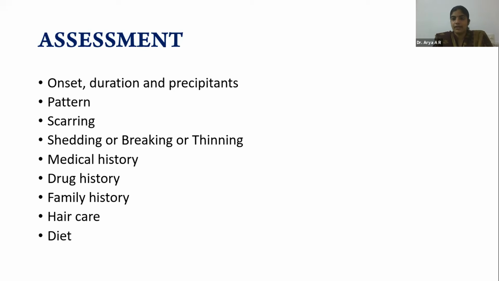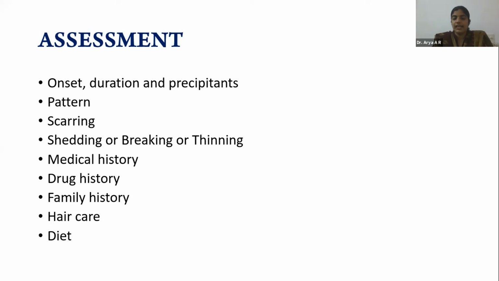The next one is pattern. How is it affecting, which means on which area you are getting more hair thinning. The next one is scarring. Scarring means once your hair follicle dies out, no more hair follicle will grow in that area. With radiation therapies, it is very difficult to get the hair growth back to normal. Why? Because there is scarring. Some of the hair follicles get damaged and no more hair could grow there. So scarring is also important.